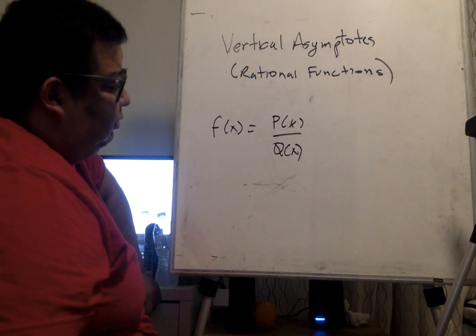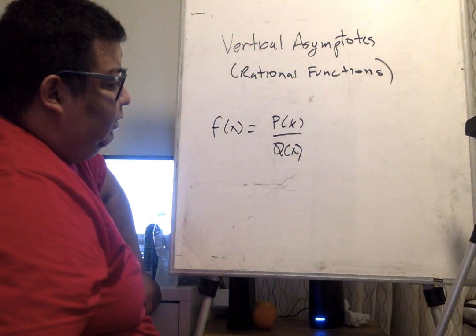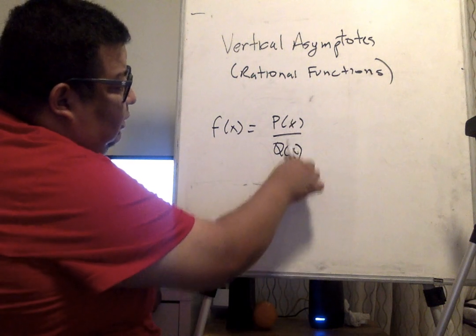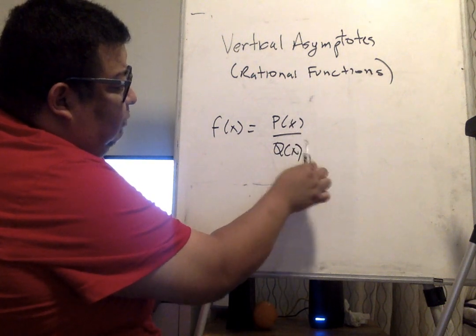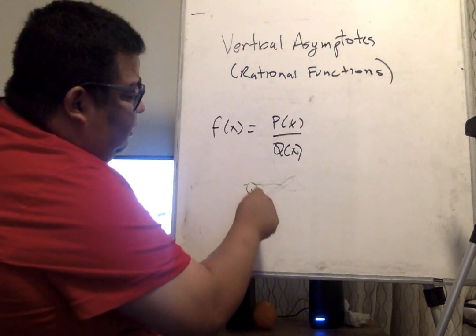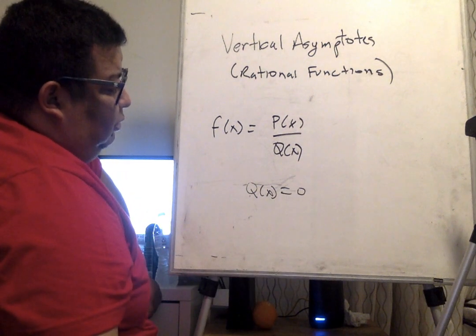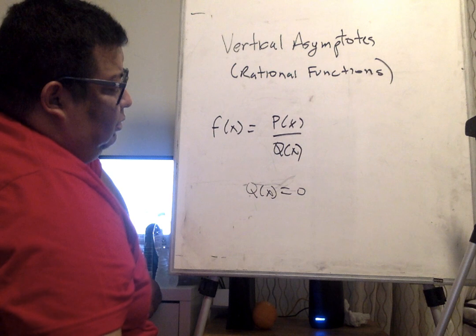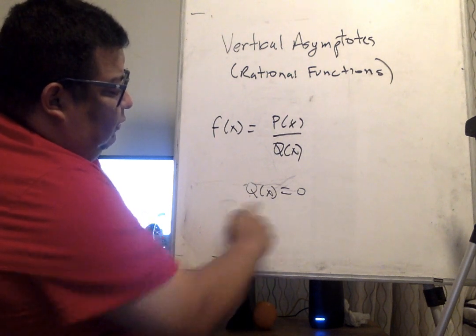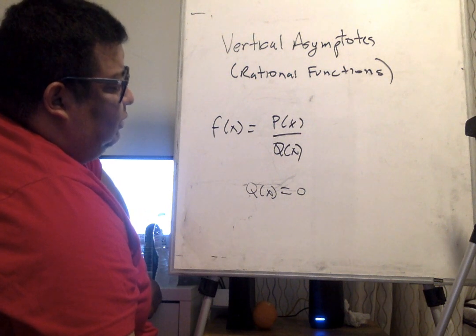A vertical asymptote is found algebraically by first manipulating the quotient, reducing it, factoring and simplifying, and then setting the denominator equal to 0. So basically you set q of x equal to 0, and you find your x intercepts from the q of x, and that should give you your vertical asymptotes.